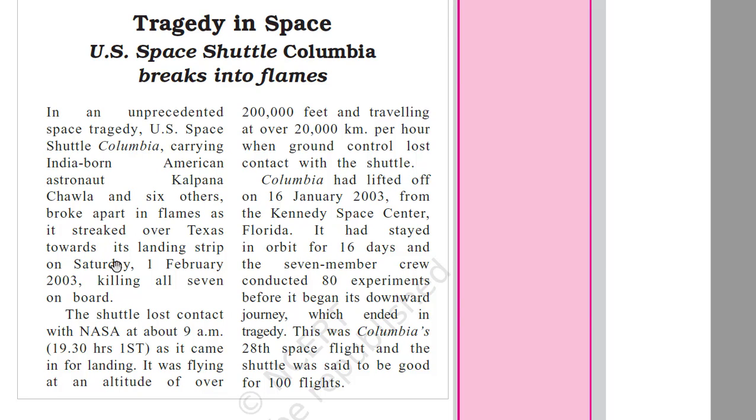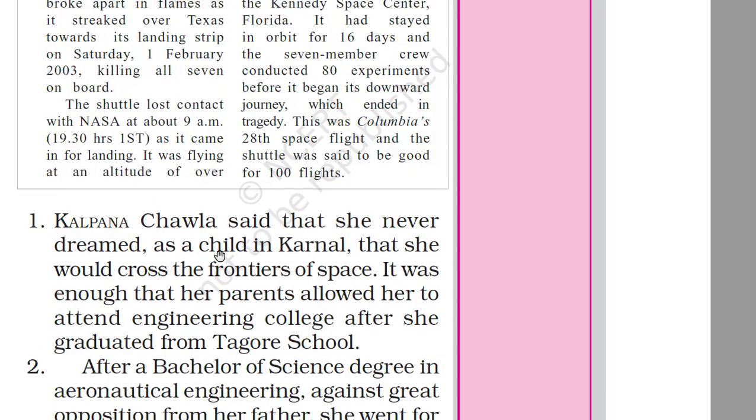Okay, so here what happened? Columbia space shuttle lifted off on 16 January 2003, and it stayed in orbit 16 days. 80 experiments were done by the crew. And it was Columbia's 28th space flight when Kalpana went. And that space shuttle was able to do 100 flights. Okay. So let's see our part.